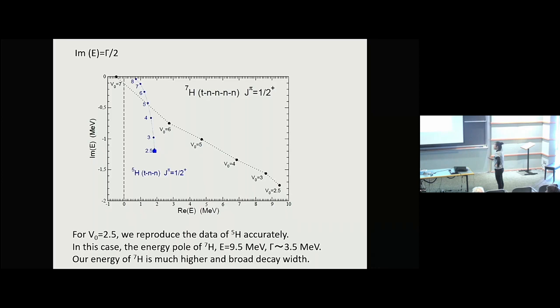Then in this case, what is the energy of hydrogen 7? Here it is. In this case, the energy of hydrogen 7 should be 9.5 MeV with respect to the t+4n breakup threshold, and gamma is around 3.5 MeV. So our predicted energy of hydrogen 7 is much higher, with a broad decay width.